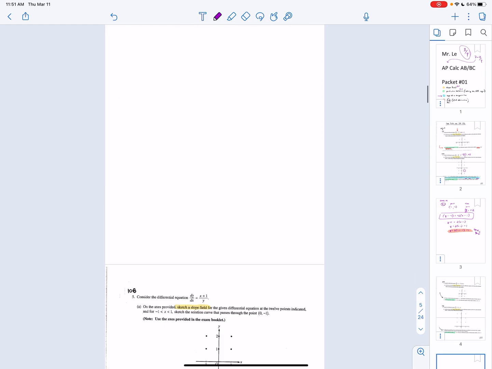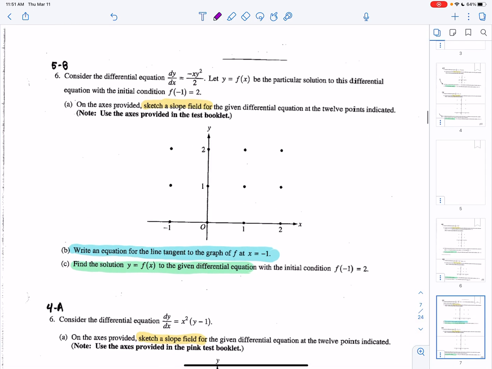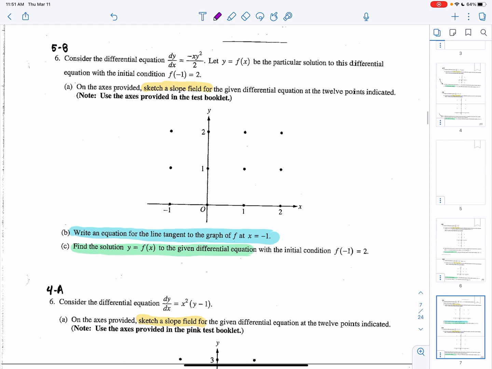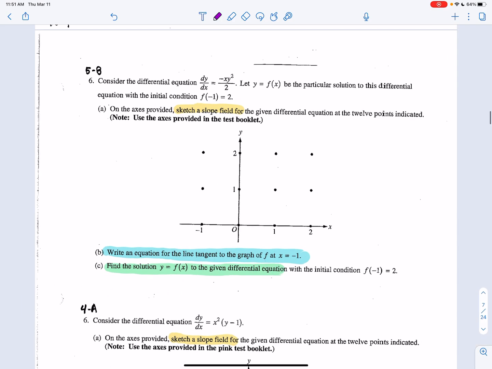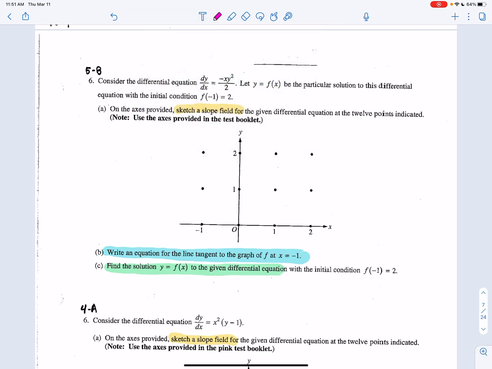We have one, let's see. And let's do 2005 Form B. Okay. And again, you want to do this on a separate sheet so that it doesn't look too crazy like mine. But go ahead and try 2005 Form B, Part B. Press play when you're ready.